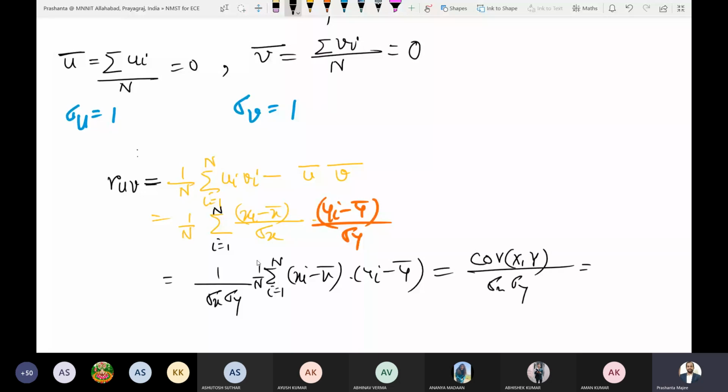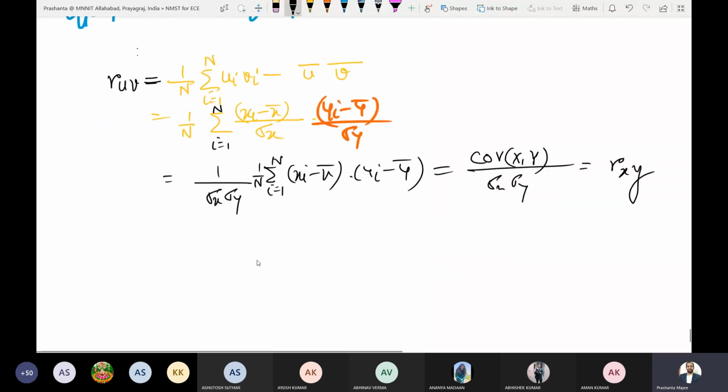So r_uv is equal to r_xy. The correlation coefficient of u data and v data is the same as the correlation coefficient of x, y data. If you use this kind of translation, then this is the formula.